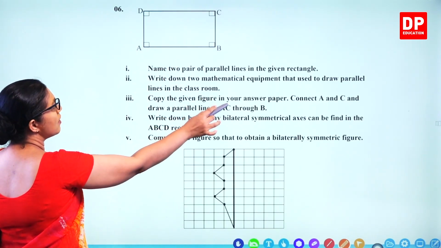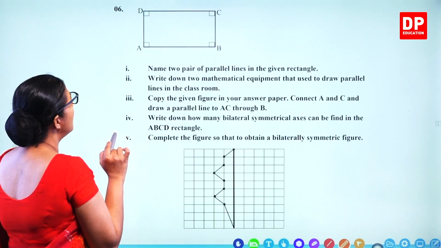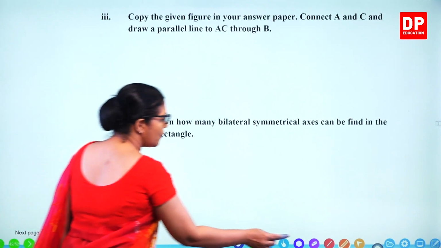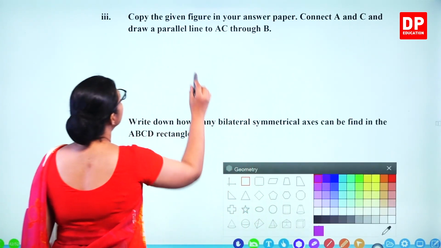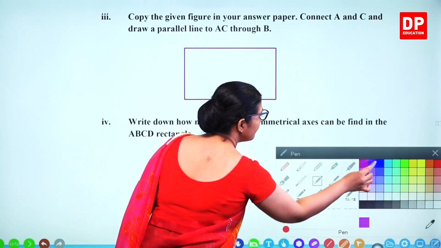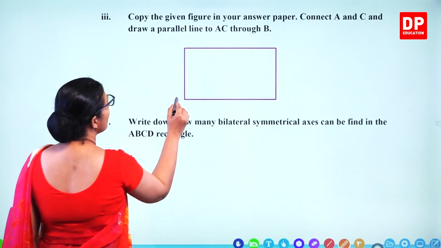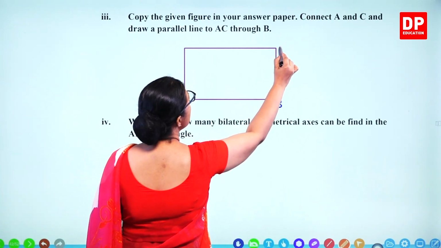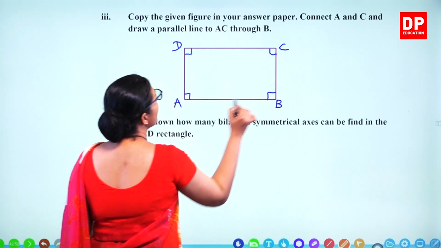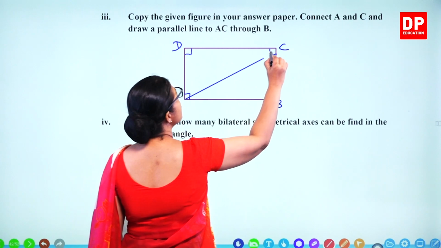This one. Connect AC and then A, B, C, D. So we'll draw a rectangle first. Which one is A? Down. A, B, C, D. All these are 90 degrees. And then connect A and C. We can connect A and C.